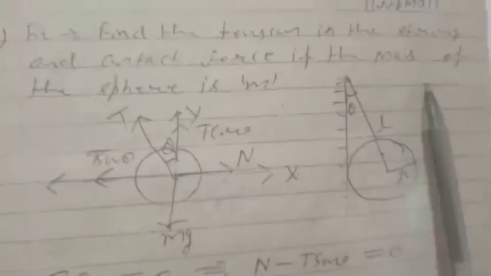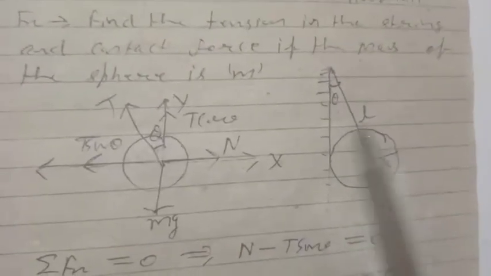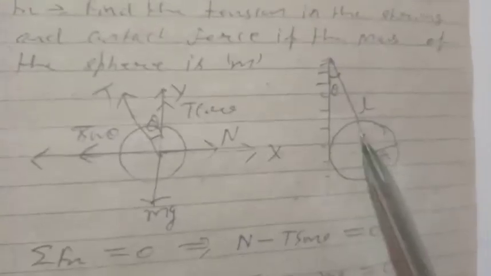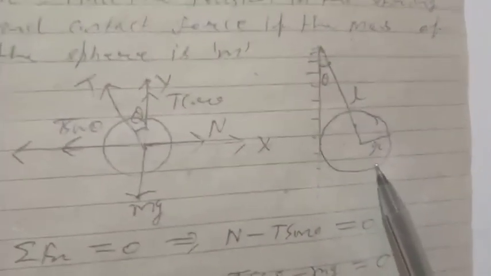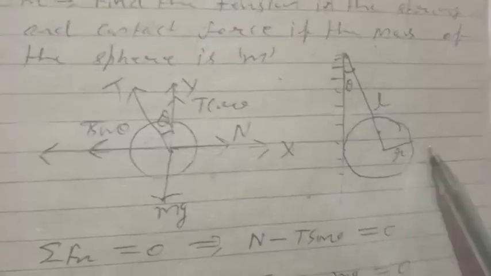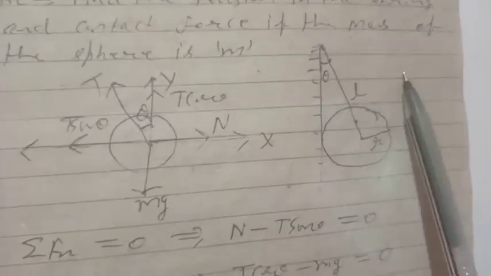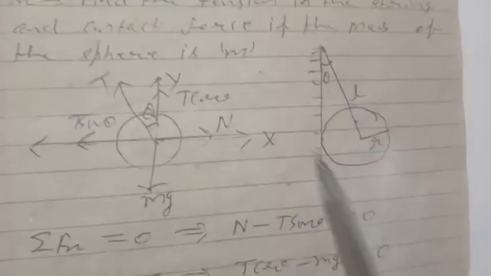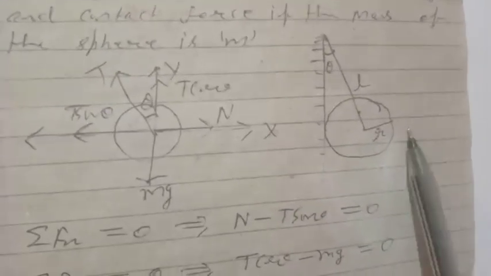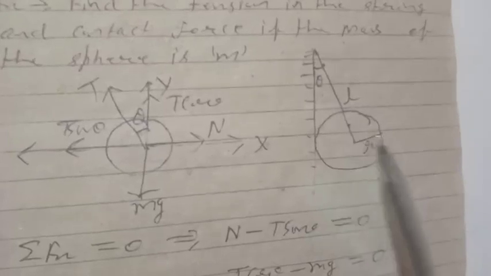Now another example is shown here. Find the tension in the string and contact force if the mass of the sphere is m. Here a situation is shown. A spherical body is hanged with the help of a string, and the body has mass m. Then we have to find the tension in the string, and this angle is theta and the length of the string is given, L. Now to solve this problem we have to draw the free body diagram first, because here the contact force will be acting in this direction, so we are showing it here.